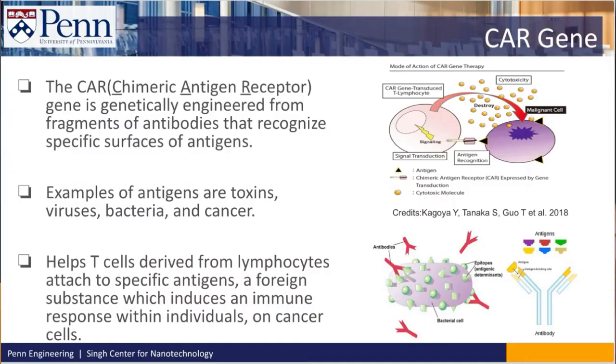Here we can see the breakdown and the understanding of what the CAR gene is, which is genetically engineered from fragments of antibodies, which, complex with T-cells, help T-cells recognize specific surfaces of antigens. And antigens are any molecules or substances that induce and elicit an immune response within the host immune system. And those antigens can be toxins, viruses, bacteria, and even cancer cells.